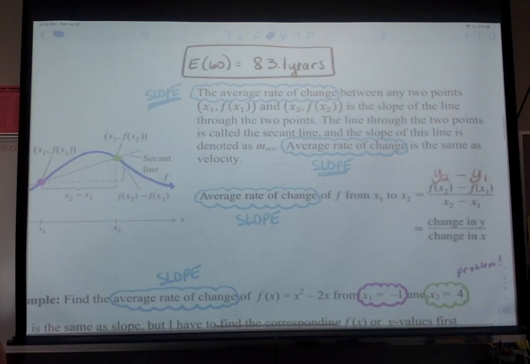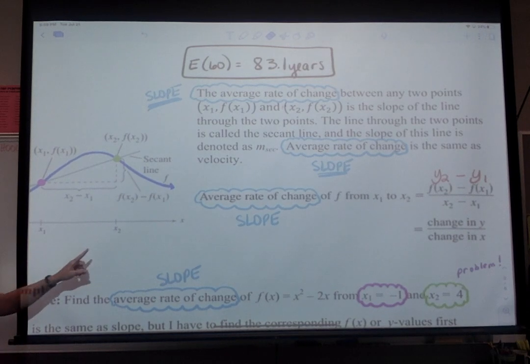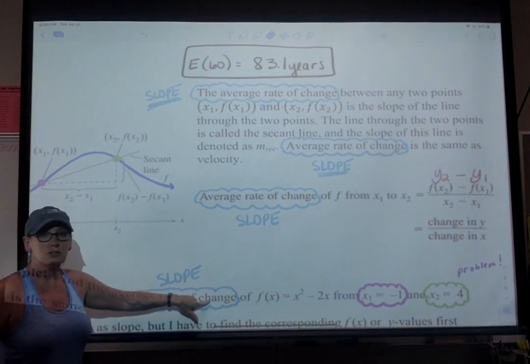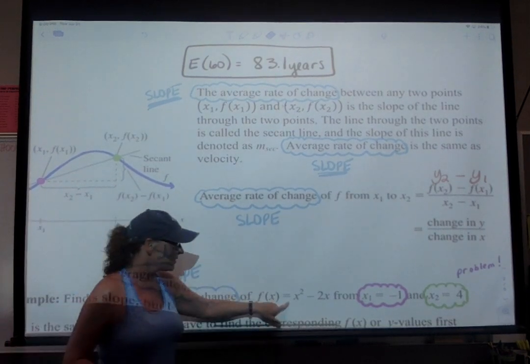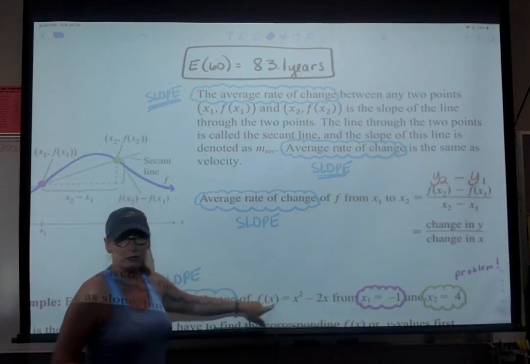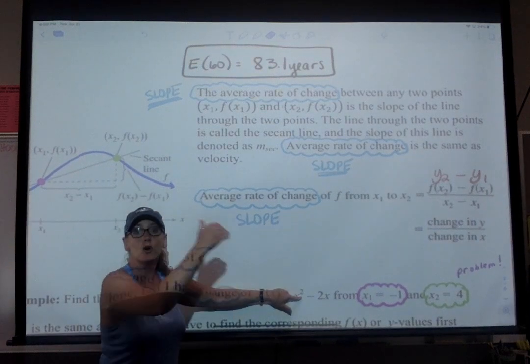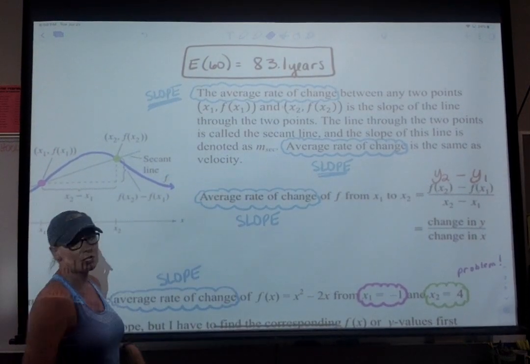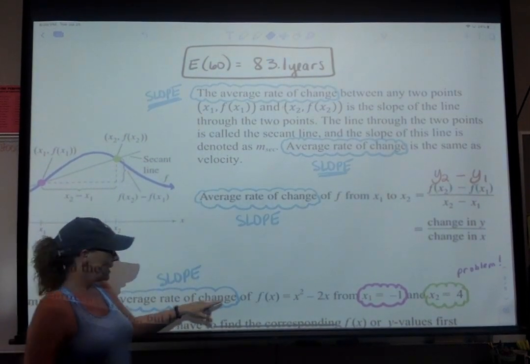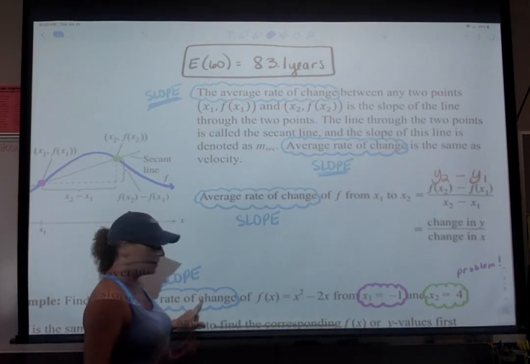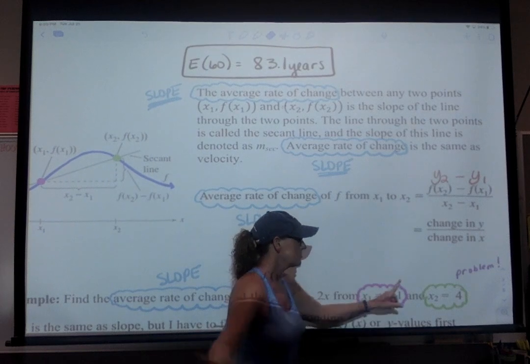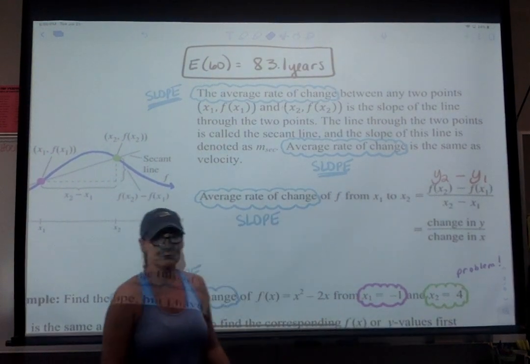Ready? Here we go. Find the slope. Here's what the function looks like. So this is like the equation of the blue function. Well, maybe not this one, but whatever. Here's an equation of a function. Find the slope from the pink point to the green point.